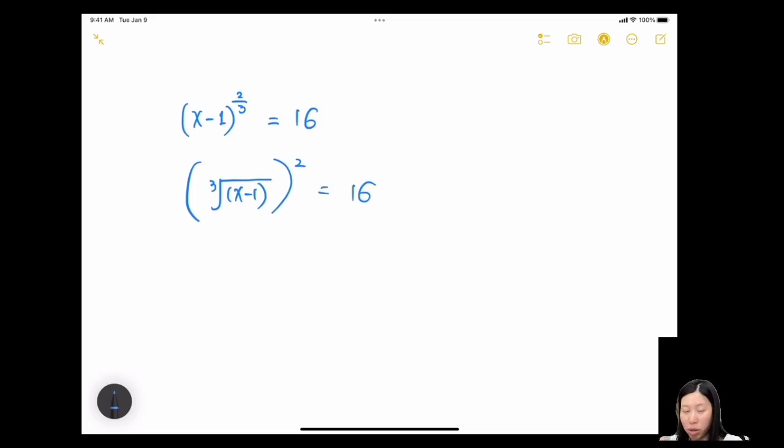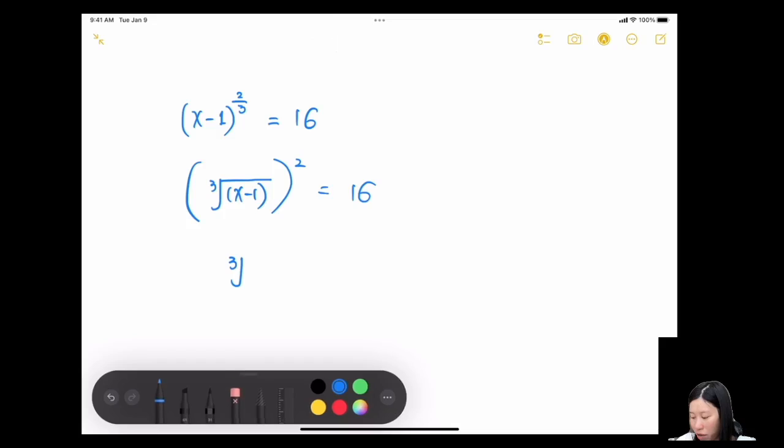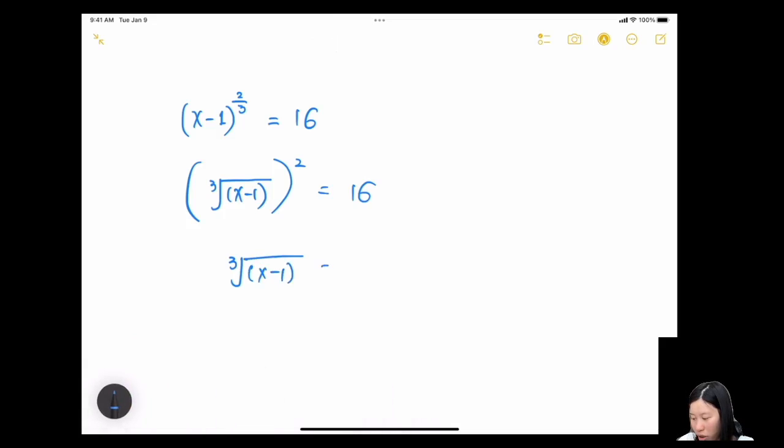And then what? You take the square root on both sides so that you can cancel out the square, right? So now let's take the square root on both sides. I have the cubic root of x minus 1 equals, remember when you remove the square, you need to have a positive or negative 4. The square root of 16 equals 4. And then to get rid of the cubic root, you raise to the 3rd power, or the cubic power.